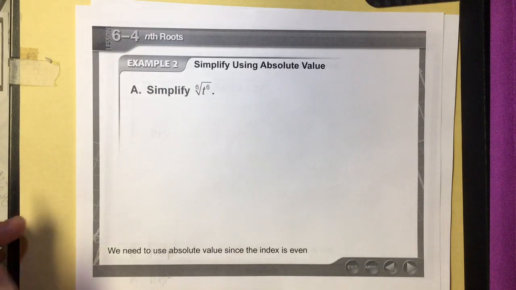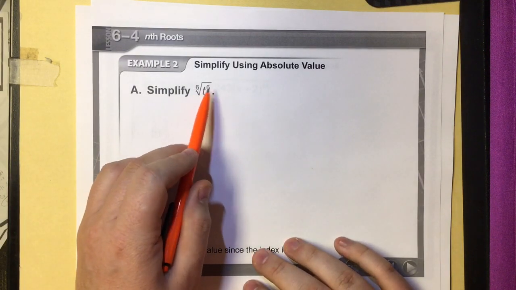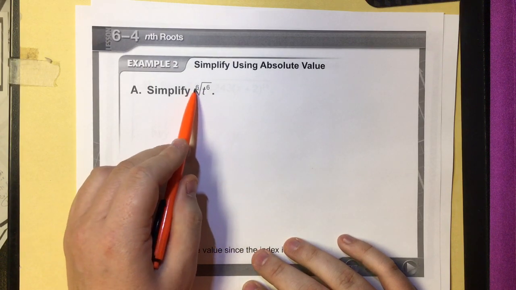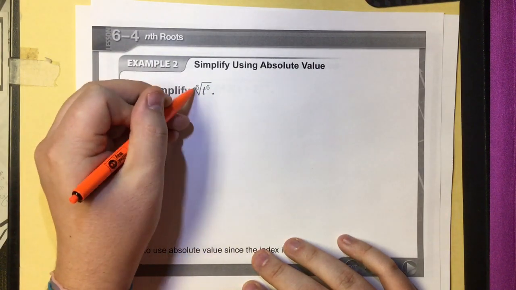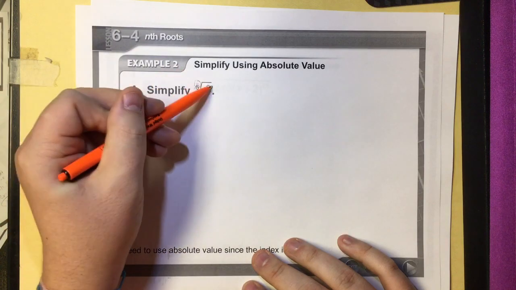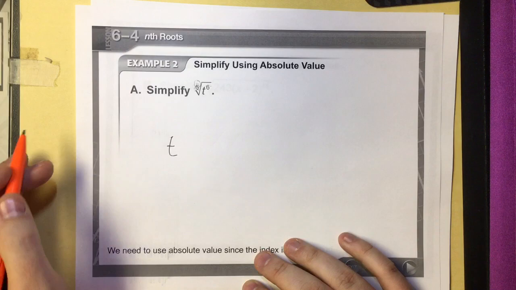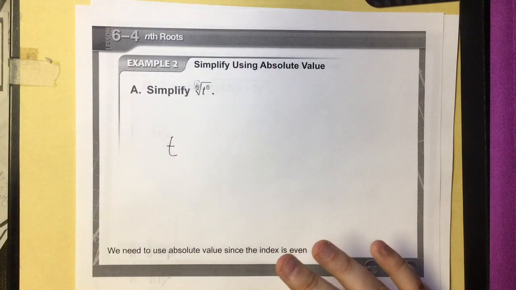Alright, here we go. We are doing the 6th root of t to the 6th power. So just like before, we're going to take the 6th root of t to the 6th. We have a variable raised to an exponent, and we're doing a root of it. So we do our exponent divided by the root. 6 divided by 6 is 1. So we just get t. Now the problem is t could be positive or t could be negative.